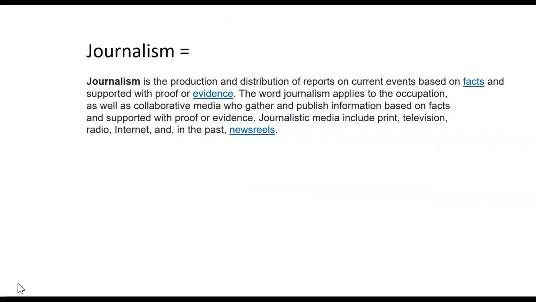In terms of messaging, in terms of information messaging and news messaging, I do want to take a moment to talk about journalism. In journalism, here's a definition of it. Reports on current events based on facts and supported with proof or evidence. Occupation as well as collaborative media who gather and publish information based on facts and supported with proof or evidence.